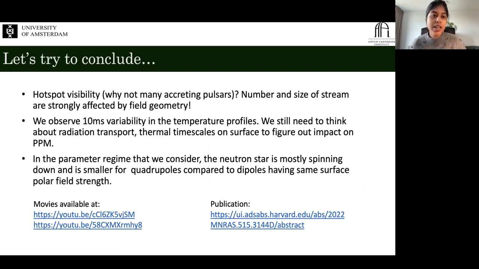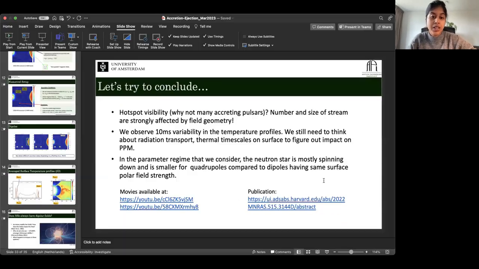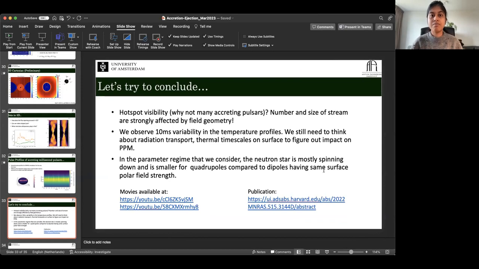So I don't really have many conclusions to share right now from the 3D simulations, but these are the conclusions that we came up with in the 2D case at least. So with this, I'll just stop here.